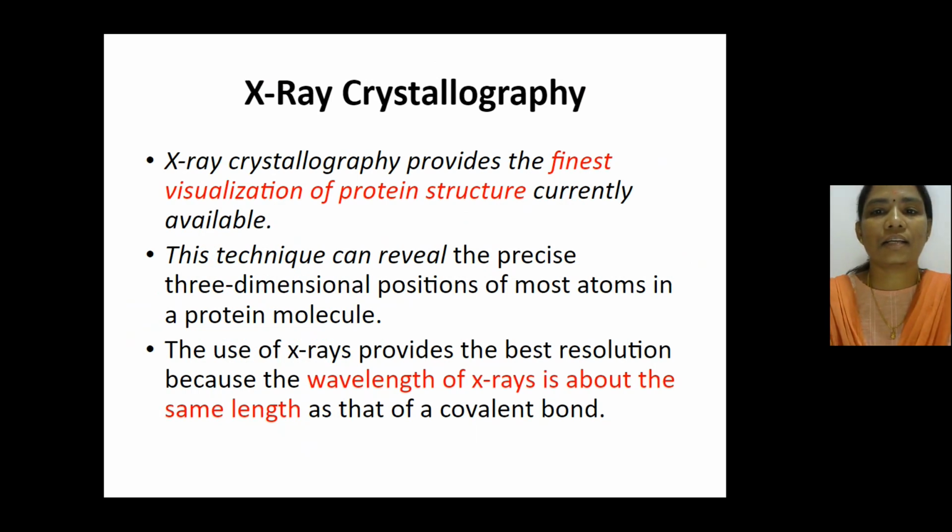X-ray crystallography provides the finest visualization of protein structure currently available, and also more accurate. A single snapshot of a protein in a particular conformation can be obtained. This technique can reveal the precise three-dimensional positions of most atoms in a protein molecule. X-rays provide the best resolution because their wavelength is about the same length as that of a covalent bond.